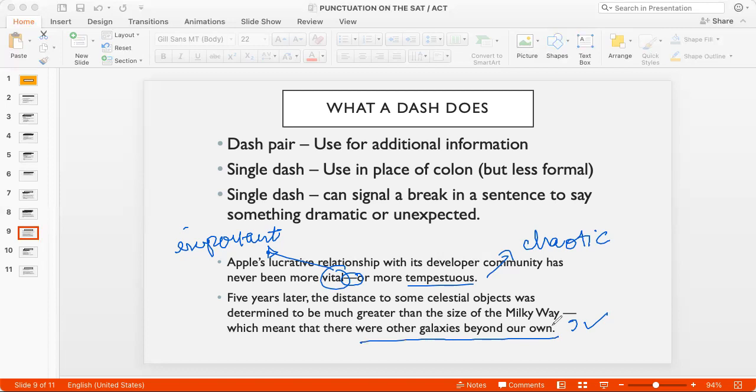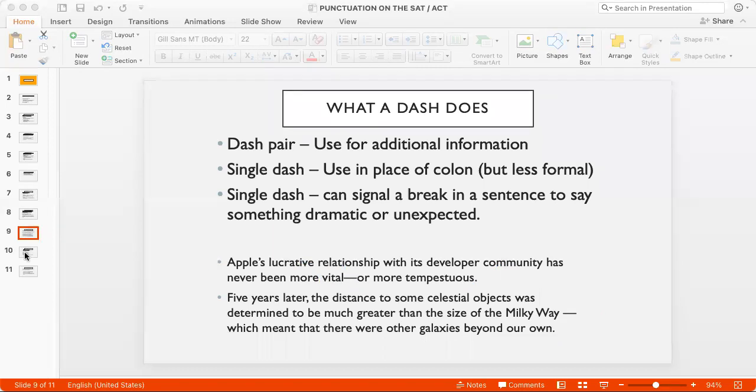So sometimes it's not just about choosing the correct punctuation, but thinking of what might work better, right? So as I said, in the Milky Way sentence, a comma could also work after Milky Way, but that sense of break is conveyed better with a dash. Right?